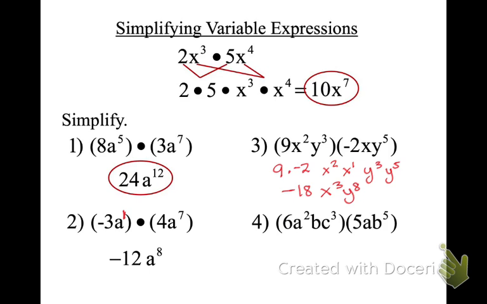And the last one, let's do coefficients first. It's 30. a to the 2nd and a to the 1st. Remember, if there's nothing there, it's a to the 3rd. b to the 1st and b to the 5th is b to the 6th. And c to the 3rd, there's nothing else to go with it. Okay?